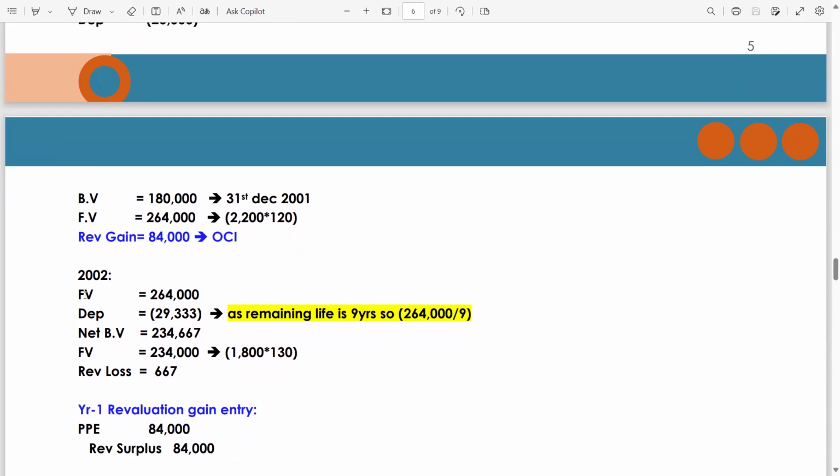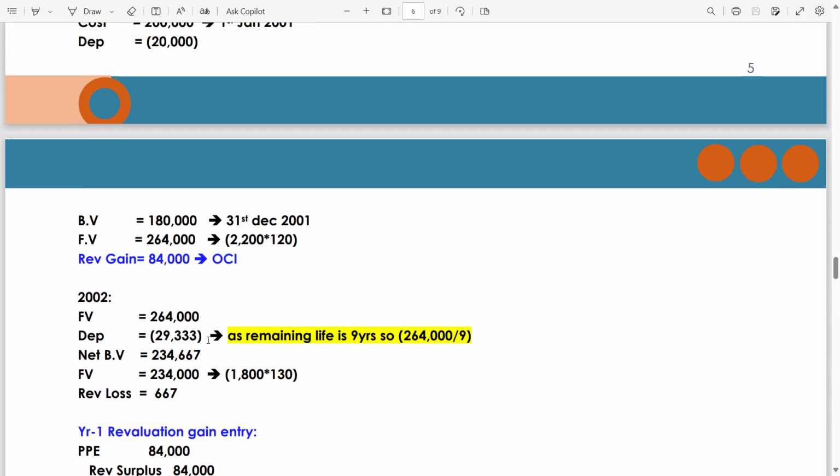Now in 2002, fair value is 264,000. This will carry forward and become the opening of 2002. Depreciation, as remaining life is 9 years, so 264,000 divided by 9 gives you the depreciation of 29,333. Net book value is 234,667.